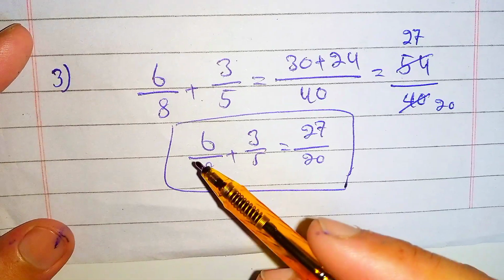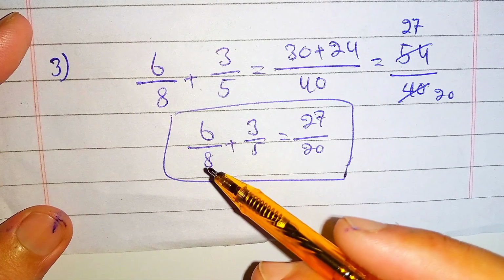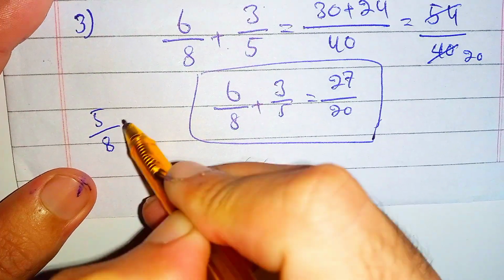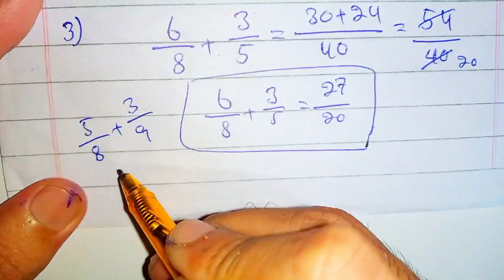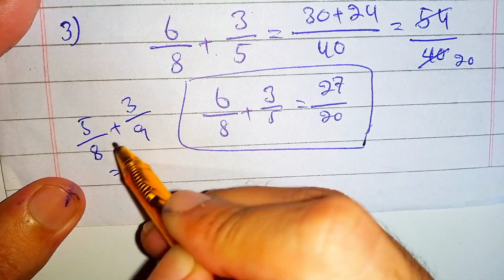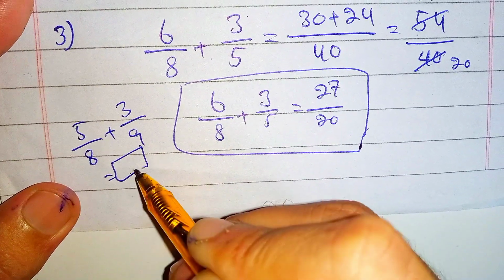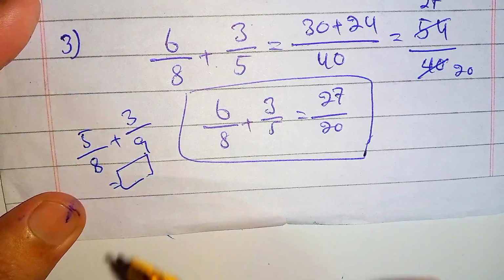So dear viewer, if you have mastered the butterfly method or the butterfly trick, can you find the value of 5 over 8 plus 3 over 9? Find the value of 5 over 8 plus 3 over 9 and comment the answer in the comment section.